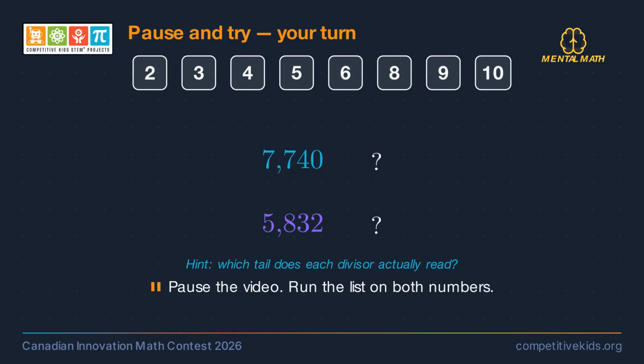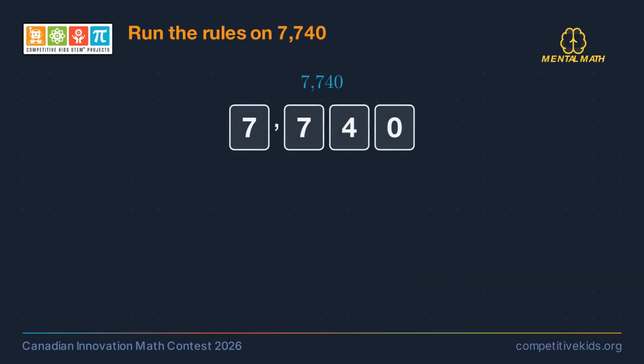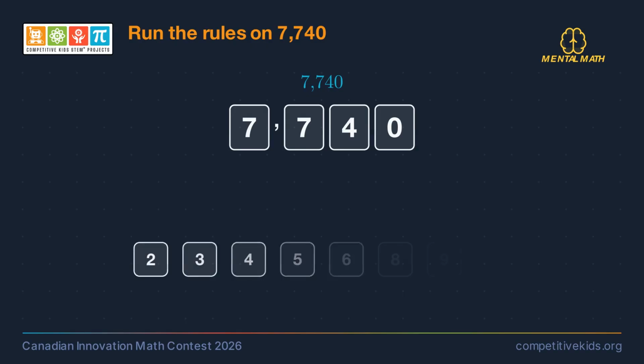Each divisor only reads one small piece of the number. Which tail does each one read? Lay 7,740 out, digit by digit. Now bring up the whole list.